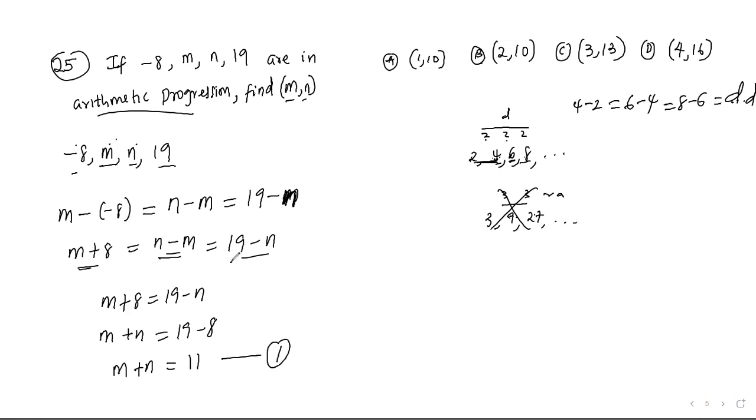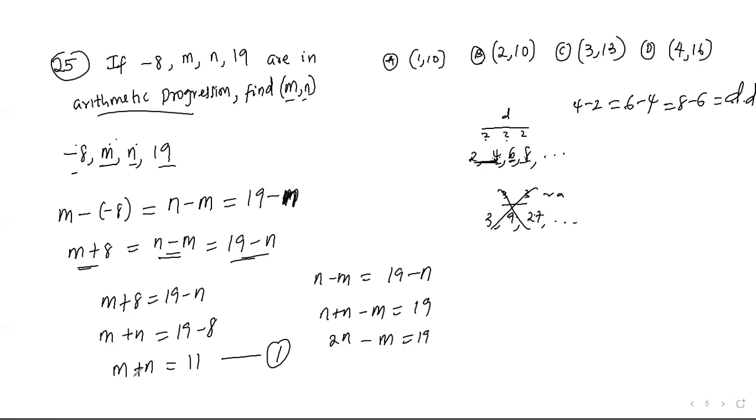So I'd like to pick these two guys again. So I have n minus m equal to 19 minus n. So bring this guy to this side. So that will become plus n. So you have n plus n minus m equal to 19. n plus n is 2n minus m equal to 19.